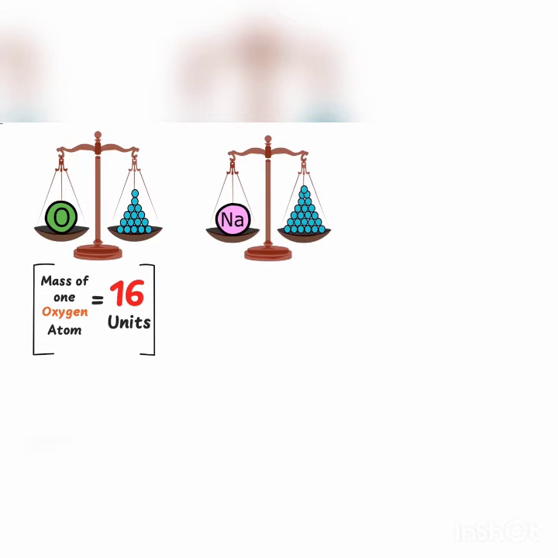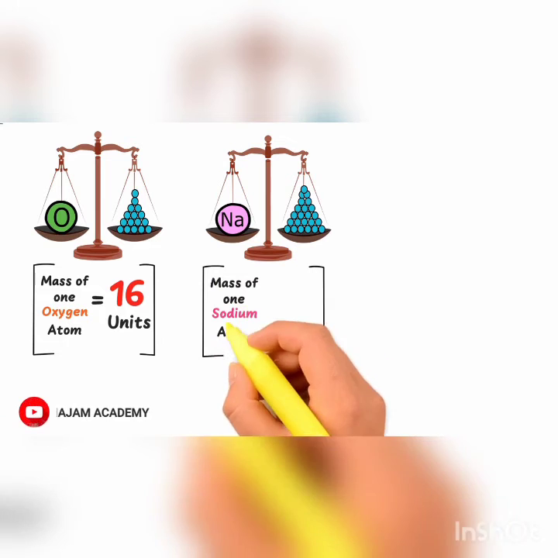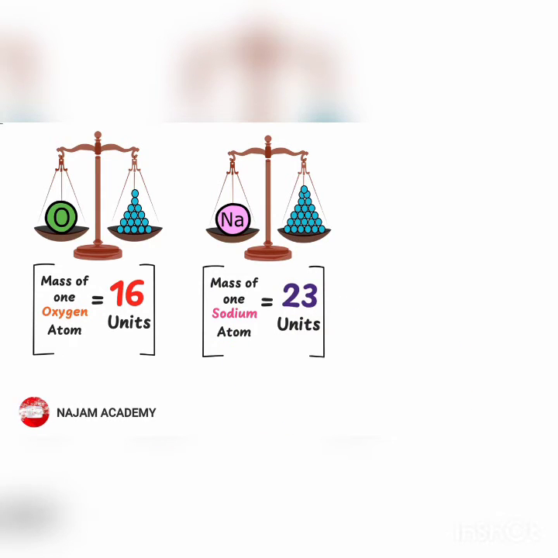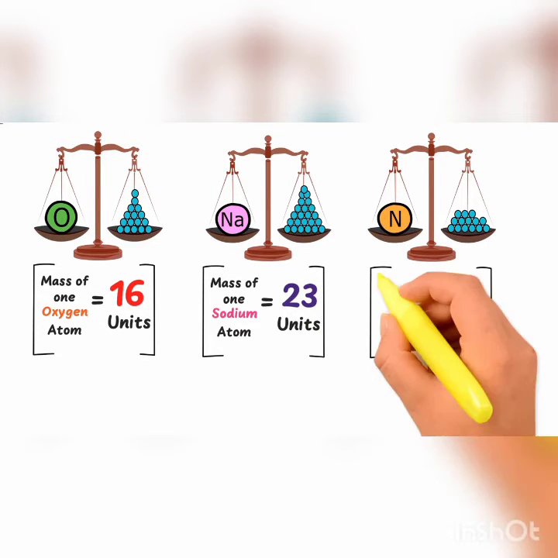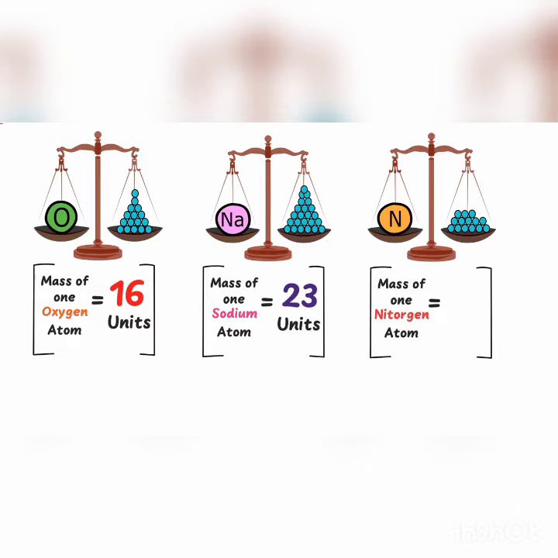Secondly, consider the single atom of sodium. Here you can see 23 units of carbon are present on the right side. So the mass of a single sodium atom is equal to 23 units of carbon atom. Next, let us consider a single atom of nitrogen. Here you can see 14 units of carbon atoms are present on the right side. That means the mass of one nitrogen atom is equal to 14 units of carbon atom.